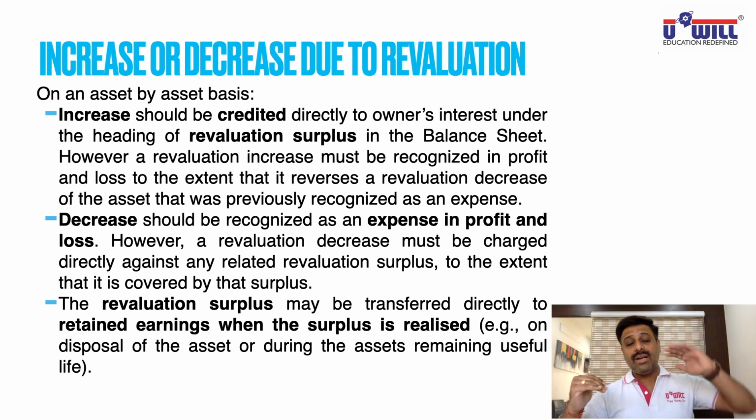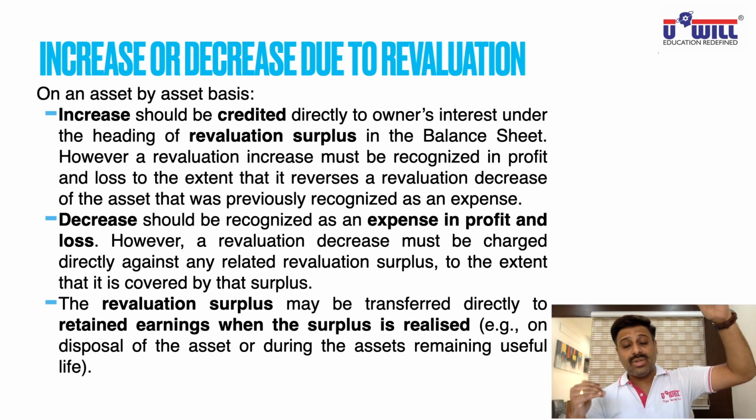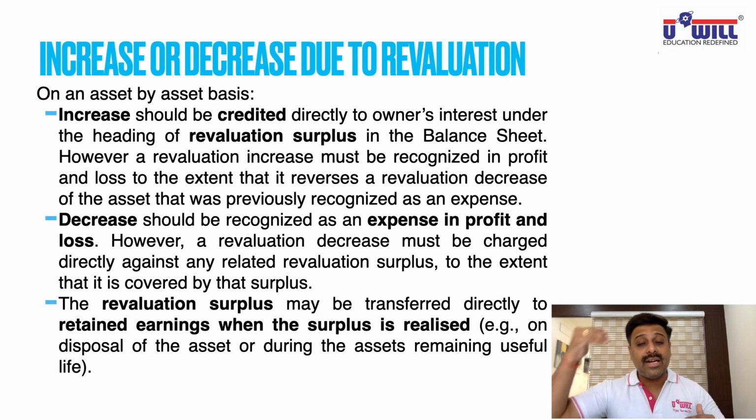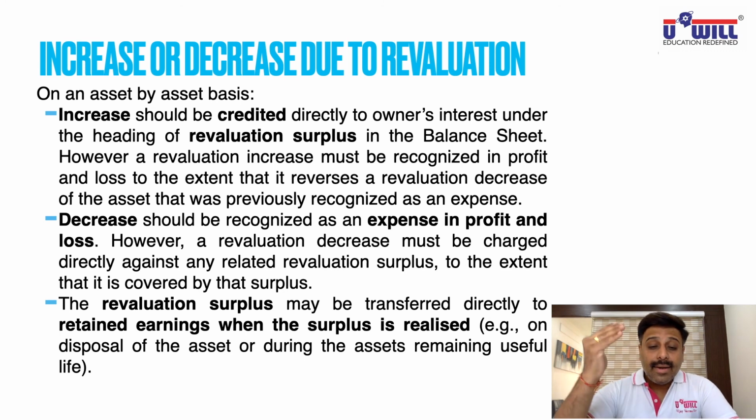In future, if it goes down, but in past it had gone up, then to the extent it had gone up, you debit revaluation reserve, excess you debit to profit and loss account. This we already discussed. So on an asset by asset basis, increase should be credited directly to owner's interest under the heading of revaluation surplus in the balance sheet. However, a revaluation increase may be recognized in profit and loss to the extent it reverses a revaluation decrease of that asset that was previously recognized as an expense. So in past, if it is debited to P&L account, to that extent you will credit P&L account only. Extra amount you will credit to revaluation surplus. Now same way, decrease should be recognized as an expense in P&L account, debit to P&L account.